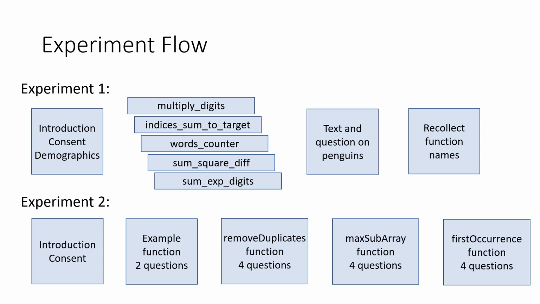In experiment 1, the subjects first received an explanation, gave their consent, and answered demographic questions. They were then asked to read 5 functions. This was followed by a short text about penguins as a distraction. Then they were asked to recall the functions based on their descriptions. In experiment 2, there was no distracting text. 3 functions were presented, each followed by 2 comprehension questions and 2 naming questions.